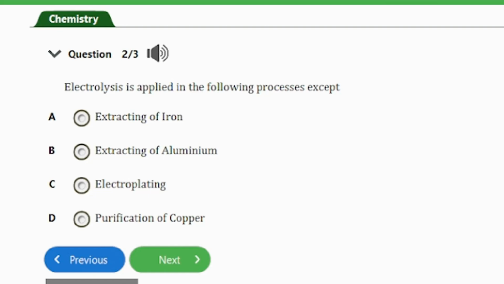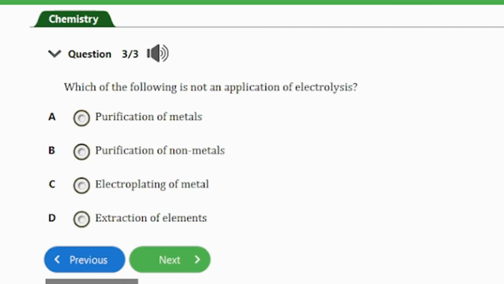So guys, the answer to this question is option A, that's extracting iron. Electrolysis is not applied in the extraction of iron. Actually, electrolysis is a very expensive process and hence only used for very reactive metals such as aluminium, copper, and so on. So that's it. Let's consider the next and the last question, guys. That's question number 3.